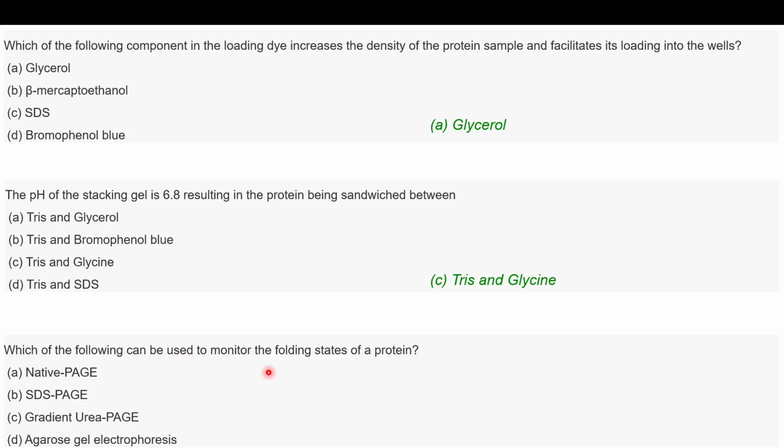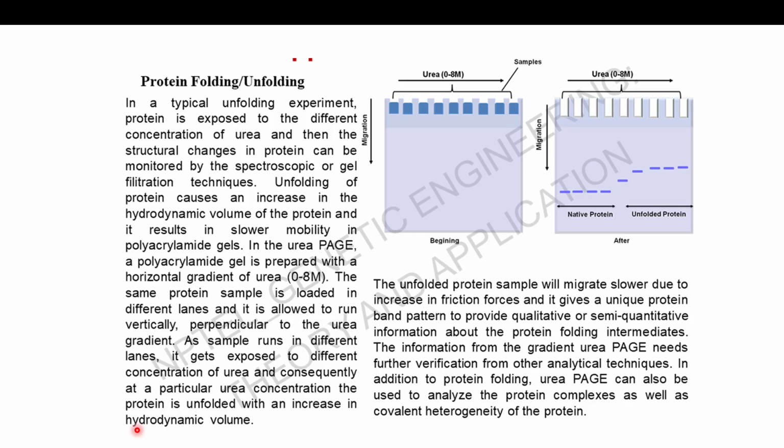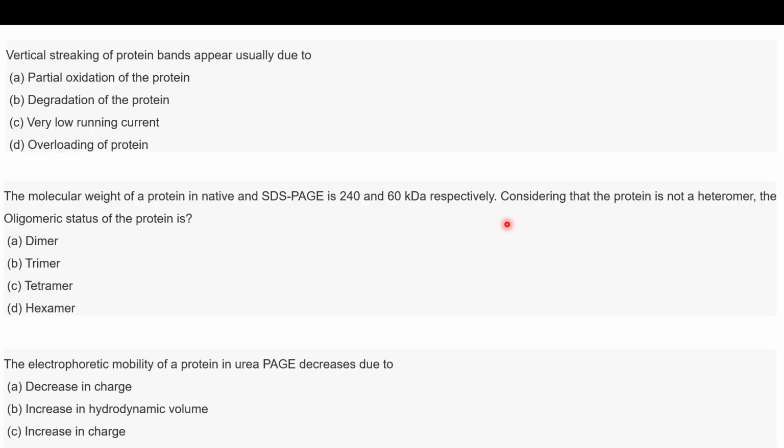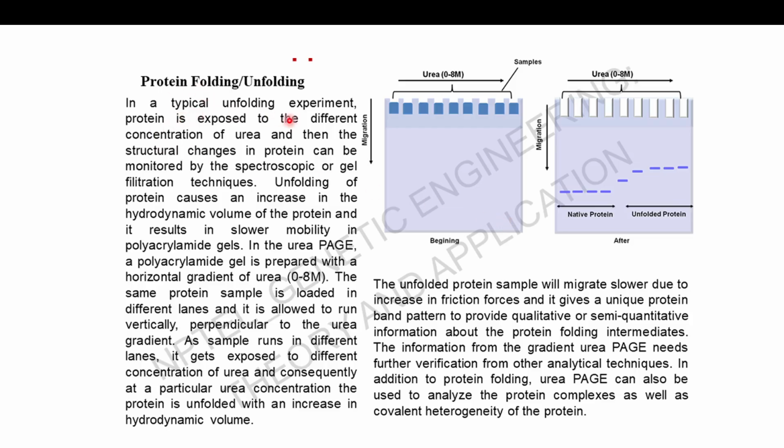Which of the following can be used to monitor the folding states of a protein? Gradient urea PAGE, option C. So again, if we look at how gradient urea PAGE is done, in a typical unfolding experiment, the protein is exposed to different concentrations of the denaturing agent urea, and then the structural changes in the protein can be monitored by spectroscopic or gel filtration techniques. Unfolding actually causes an increase in the hydrodynamic volume of the protein and results in slower mobility in polyacrylamide gels.